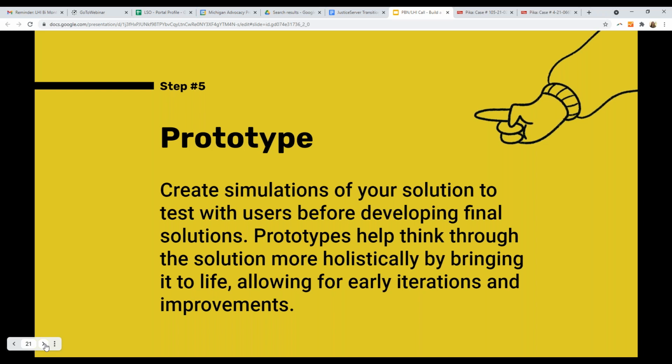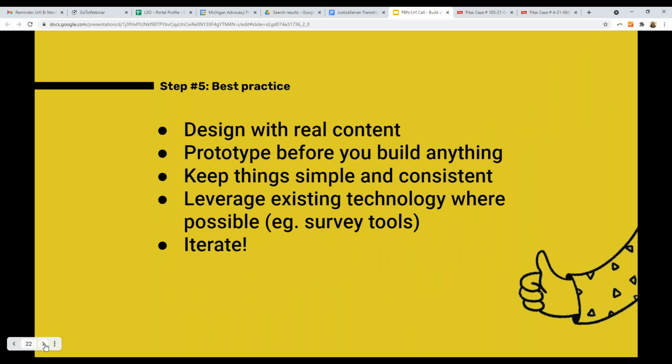Actually just creating a prototype of your solution to walk through it yourself and feel, how does this feel? What is this like? Think about it from the perspective of your users. And some best practices for prototyping that we would like to call out. It's really important to design with real content, I think, especially in a legal design context, right? Because the content is sort of the core piece of the experience.